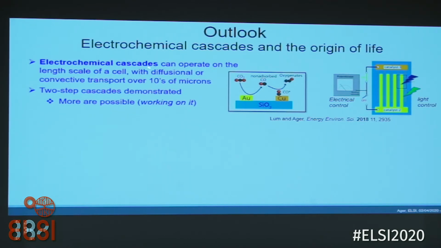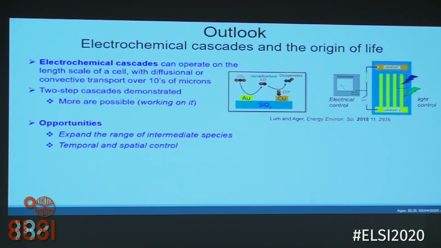We made electrochemical cascades that can operate on the length scale of a cell, with diffusional or convective transport of our intermediates over tens of microns. I showed you how we did that. We've done two-step cascades. We're working on more steps, but that's where we are now. We're also working on expanding the range of intermediate species. I gave you a hint about how we might target formaldehyde, and also about temporal and spatial control. One idea that we're working on now is using light as opposed to the potentiostat to actuate the different steps of the cascades, and we have some ideas about how to do that.